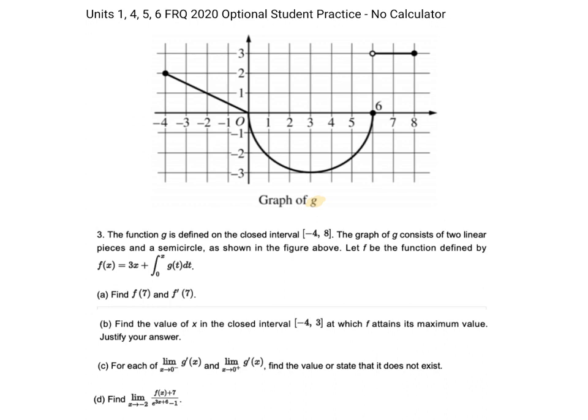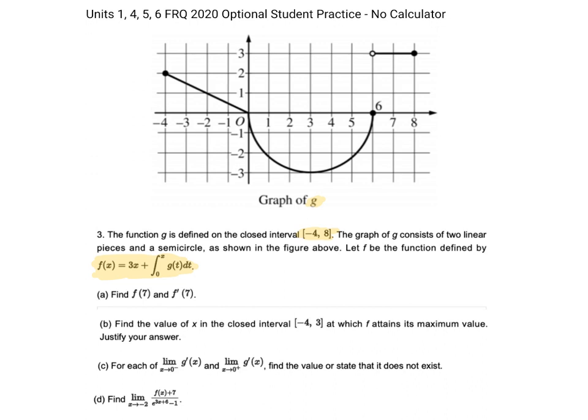In the statement of the problem, we're told that the function g is defined on the closed interval from -4 to -8, which we can see in the graph. The graph of g consists of two linear pieces and a semicircle, as shown in the figure above. Let f be the function defined by f of x equals 3x plus the integral from 0 to x of g of t dt. So f is this new function, and it's made by taking 3 of x and adding the area under the curve of g from 0 to whatever value x is.